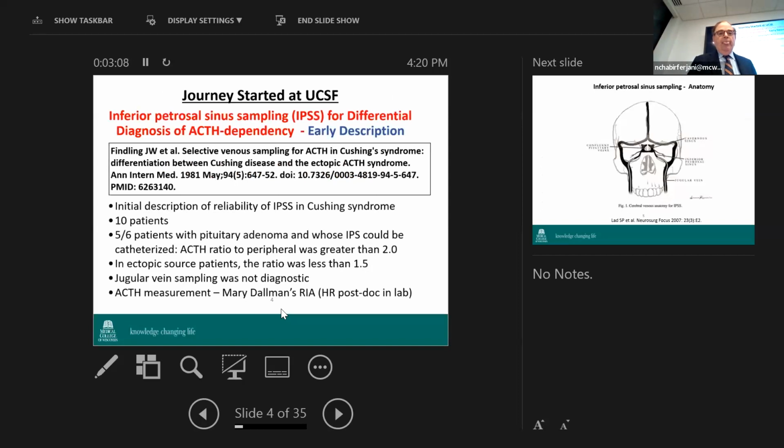And what was not known, I mean, you have to put things in perspective. We had pituitary Cushing's, we had adrenal Cushing's, ectopic Cushing's. How do you make that differential diagnosis? Well, there was no imaging of the pituitary when I got there.